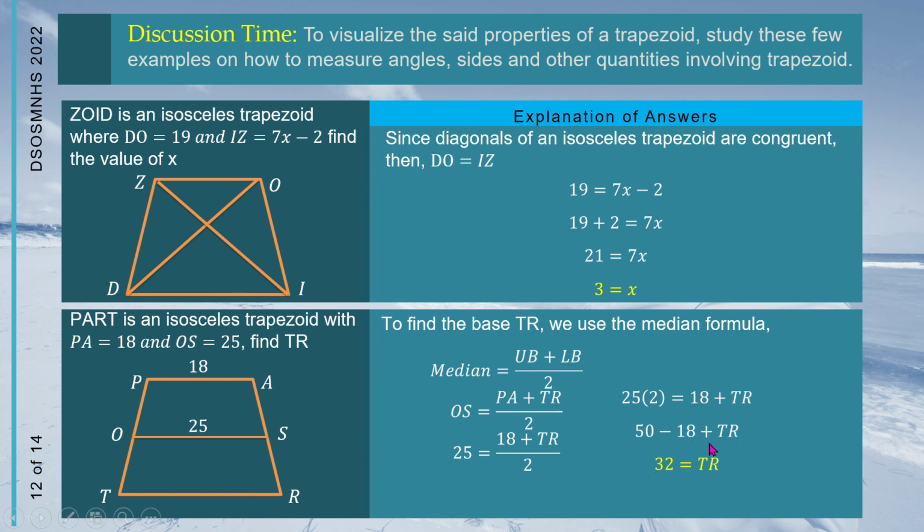Dili na siya plus ha. Kuha na siya. Minor na siya nga error. It should be equals. Equal symbol. So therefore TR is 32.